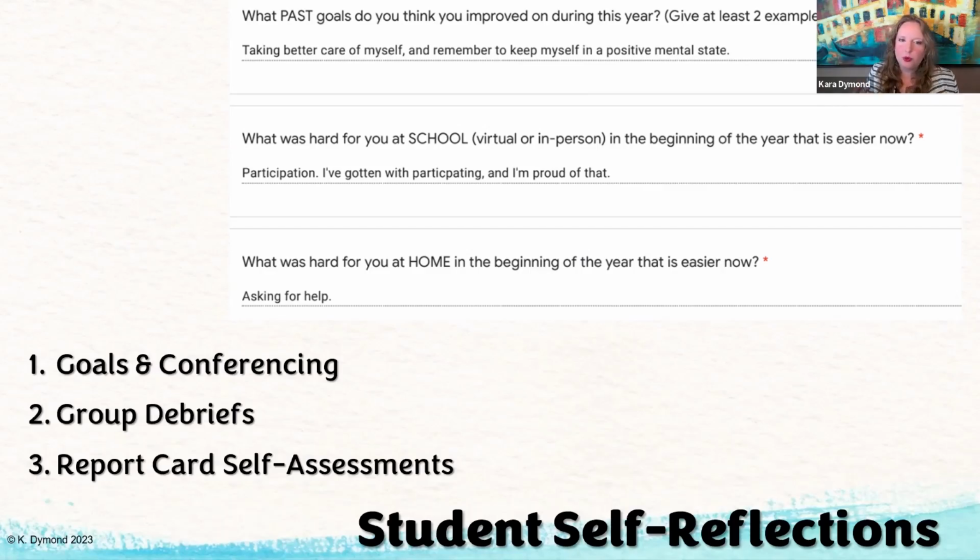We debrief as a group different experiences, whether it's how did that session of group work go? What did you do well? What's a goal for next time? What's something that we can work on for next time?